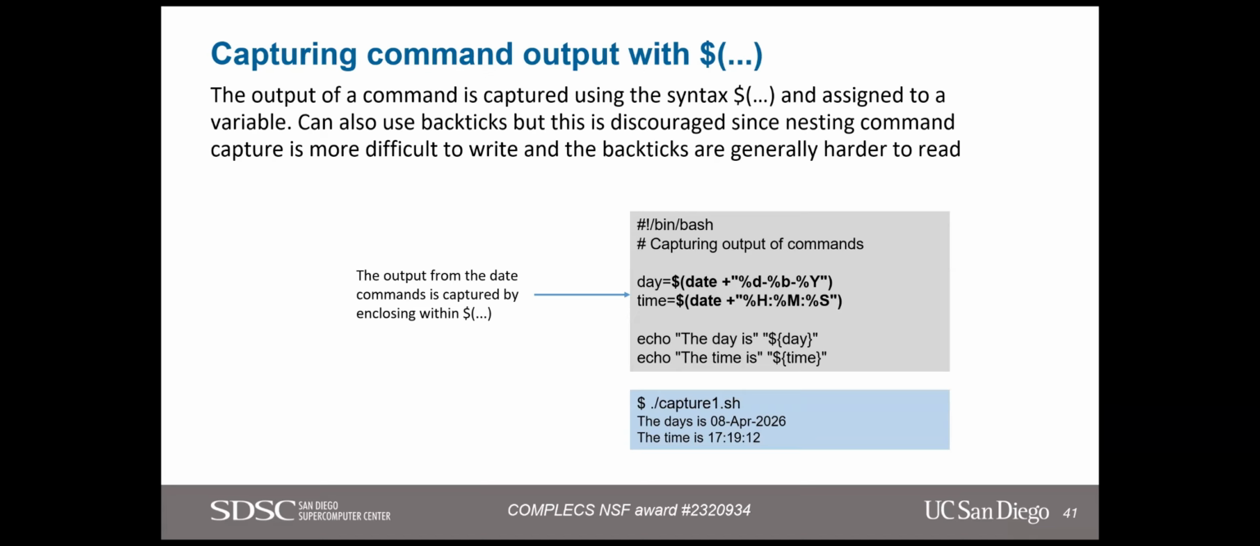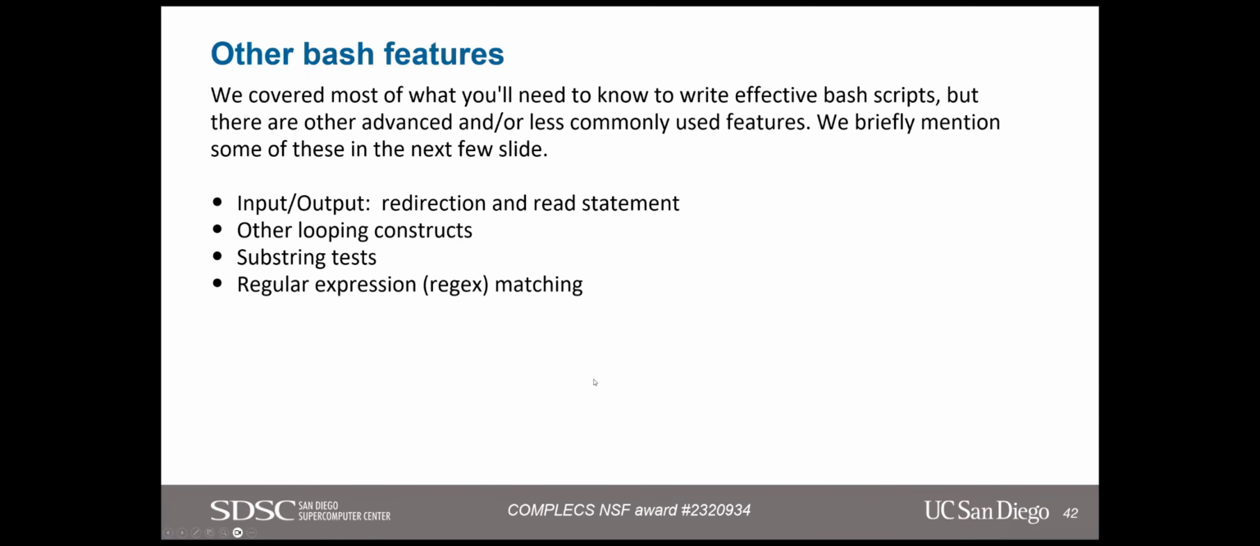The syntax is going to be $ with round brackets, and it's going to be assigned to the variable. In theory, you can use backticks, but it's a little harder to read, so we recommend using the $ with round brackets. We set it to the current date, we set it to the current time, and then we just echo what that is. Pretty straightforward.